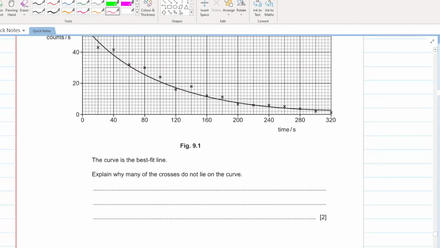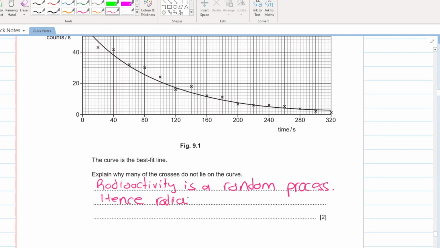Explain why many of the crosses do not lie on the curve. Beta, why do many of the crosses not lie on the curve? Because radioactivity is a random process and hence measurements fluctuate. You can say radioactivity is a random process. Hence, measurements fluctuate. Simple.